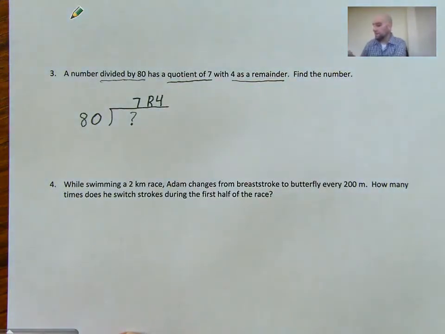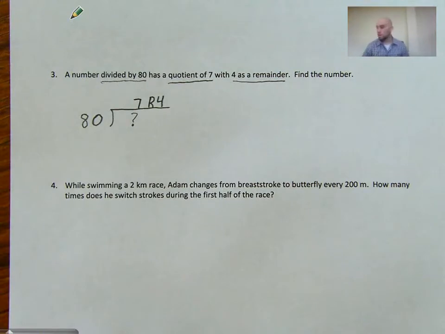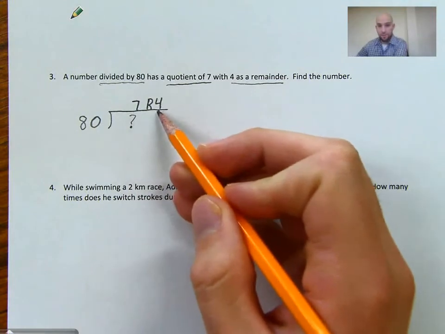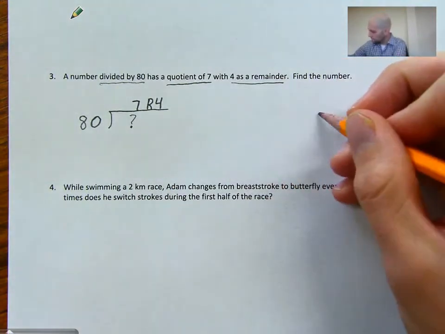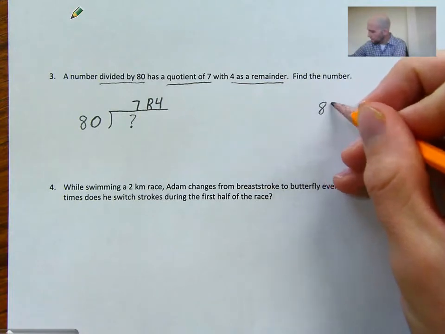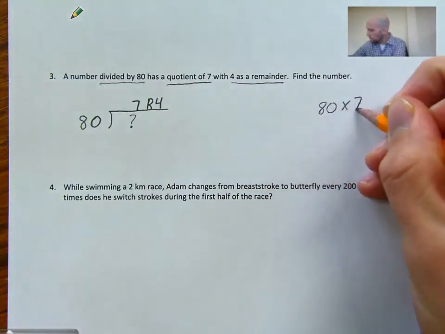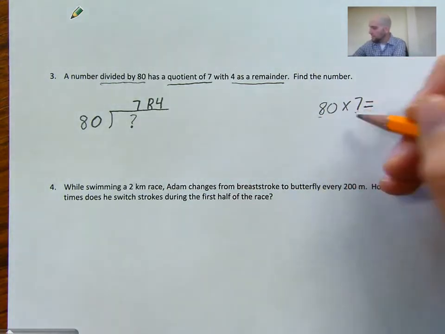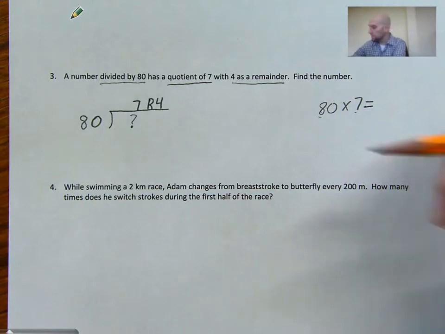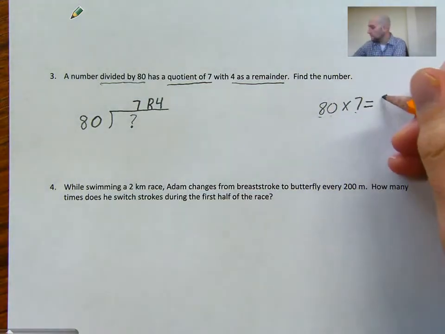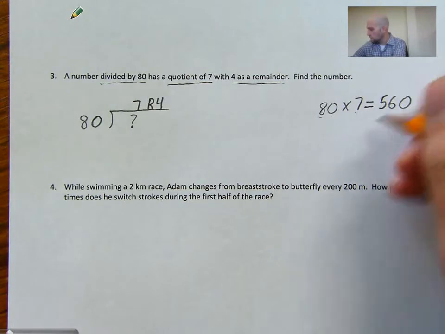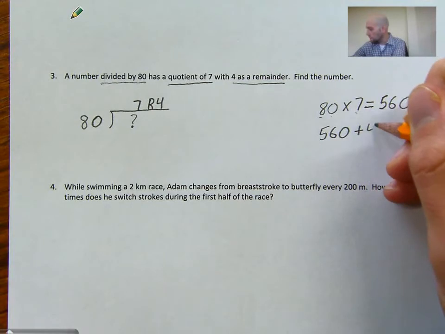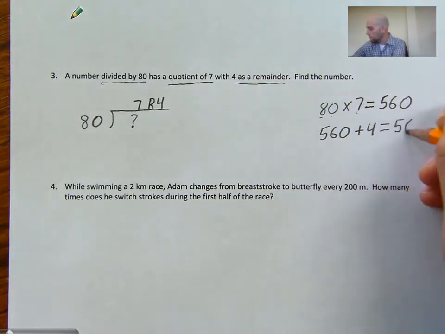How I can find that is the same way that we have been checking our work. So I can multiply 80 times 7 and then add 4. So do 80 times 7. And I would just look at 8 times 7. 8 times 7 is 56. Times 10 is 560. And then 560 plus 4 is 564.